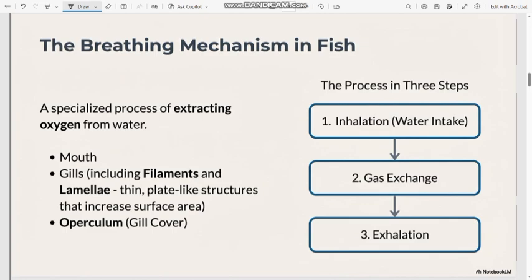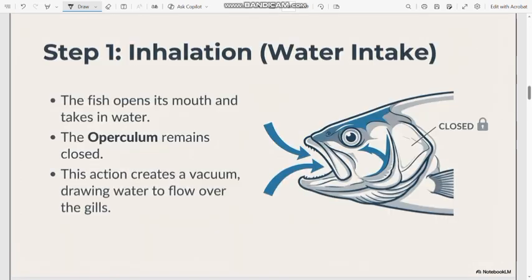So what is the breathing mechanism in fishes? The first thing is inhalation. And what takes place during inhalation? Water intake. That's the very first thing. Water has to come in. And how does water come in? From the mouth to the gills and out back through the operculum.